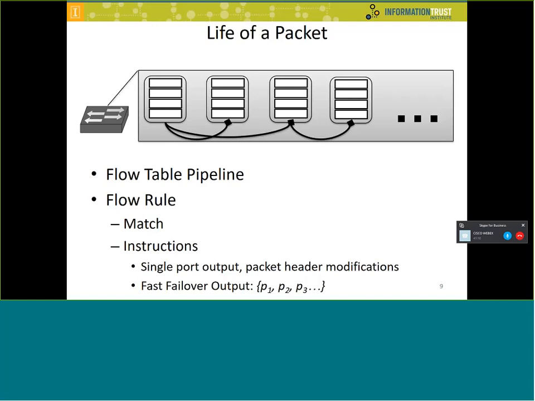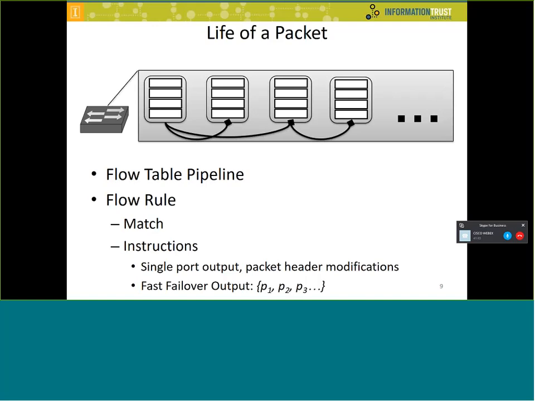So these instructions can come in many forms, but two key forms that we are interested in for the purpose of this talk is you could send the packet out to some port. You can say, hey, I want this packet to be sent out this port. Or you can give it a list of ports. You can say, if this port is active, please send it out here. But if that fails, detect that immediately and send it out here. But if that fails, send it out here, and so on.